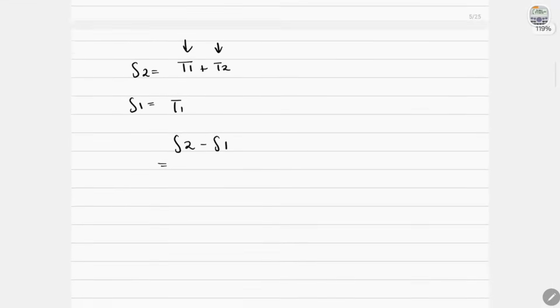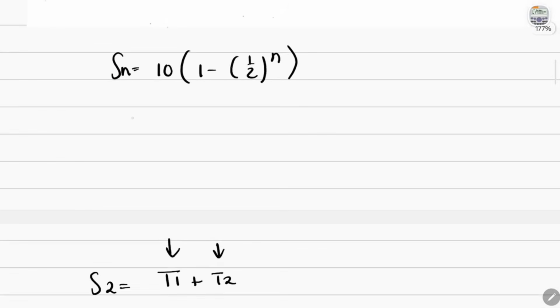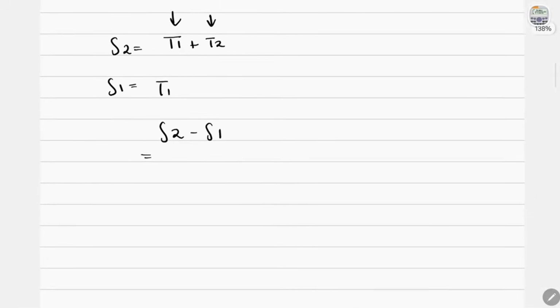So that is the formula. To find this, we'll just say the sum of two terms minus the sum of one term. That will give you the second term. Okay, this will always work like that.